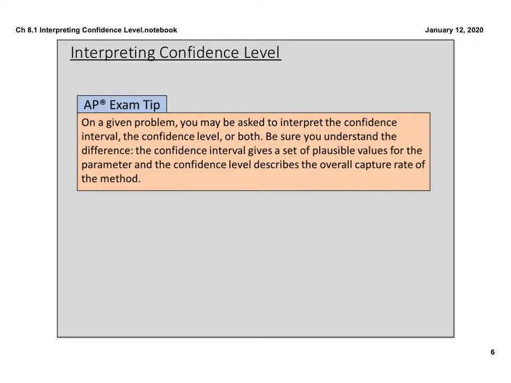Okay, here's another AP exam tip. It says on a given problem, you may be asked to interpret the confidence interval, the confidence level, or both. So be sure that you understand the difference. The confidence interval gives you a set of plausible values for the parameter. Confidence level describes the overall capture rate of this method if you were to repeat it over and over again.